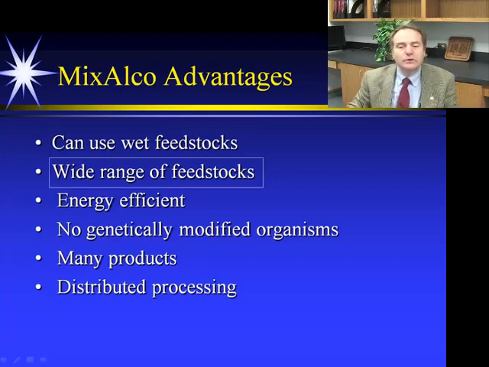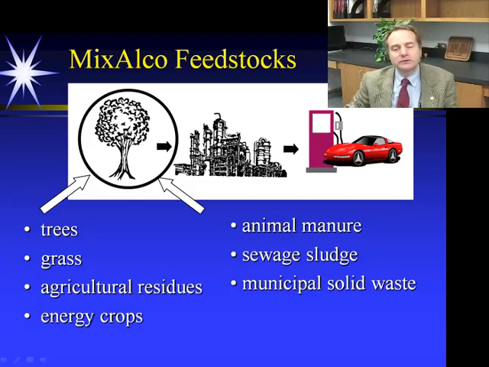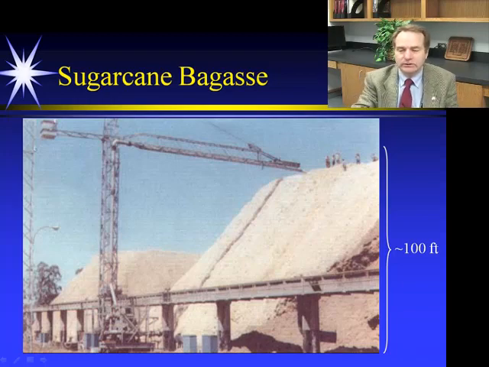We can also use a wide range of feedstocks, and what I'm showing here in this picture is the variety of different feedstocks that can go into our process. I'm going to highlight just a few of them. For example, we can use agricultural residues, and this photograph shows a pile of bagasse, which is the residue from sugarcane processing. Notice on the top of the pile are people, and so we're estimating the height of that pile to be 100 feet. So in fact, you can have these giant piles of biomass collected in a single location.